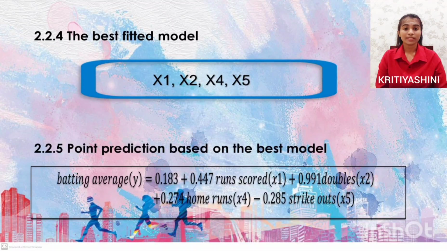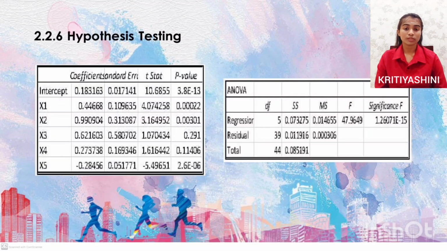Now look at the point prediction based on the best model equation. Point prediction is batting average equals 0.183 plus 0.447 x1 plus 0.991 x2 plus 0.274 x4 minus 0.285 x5. Last but not least, for alpha equals 0.05 and df equals 539, F 0.05 equals 2.456. The F value is higher than 2.456, so reject H0. There is evidence that at least one independent variable affects y. The p-values of x3 and x4 are 0.29 and 0.11. Hypothesis test on the significance of individual terms in the model.